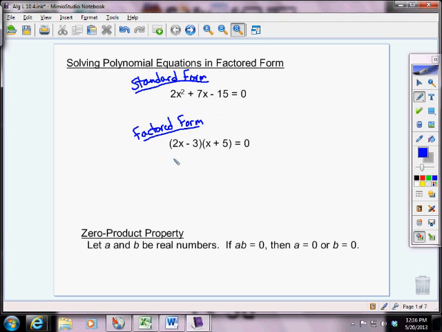linear factors. So there could be 3 or 4 linear factors here, but remember these are linear because 2x minus 3, that's x to the first, that's a linear function. X plus 5, that's linear because it's x to the first.